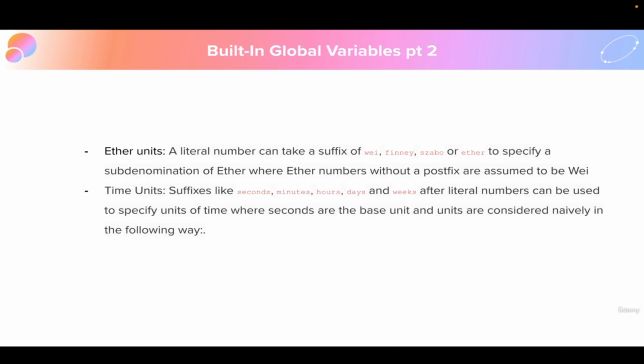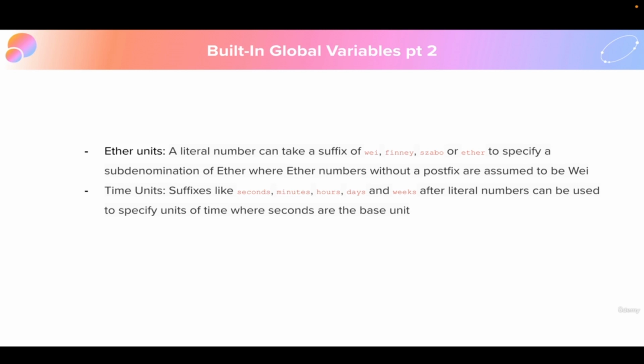Let's look at some more built-in global variables. We have various types of ether units at our disposal. We can add the suffix wei, finney, szabo, or ether to specify a subdenomination of ether after declaring an integer. By default, ether numbers will be assumed to be wei.